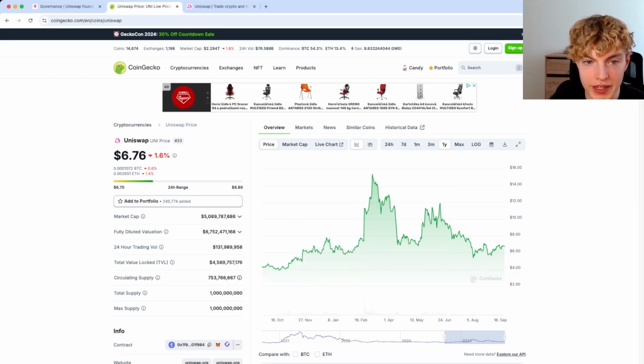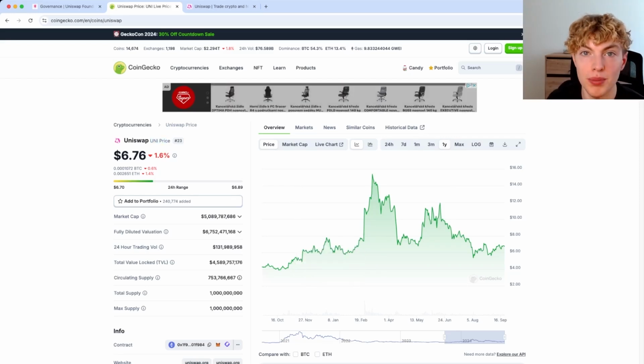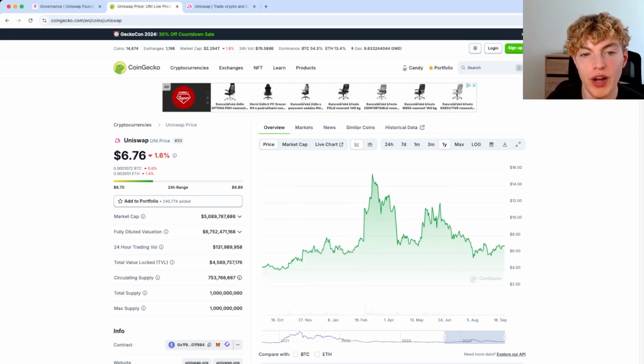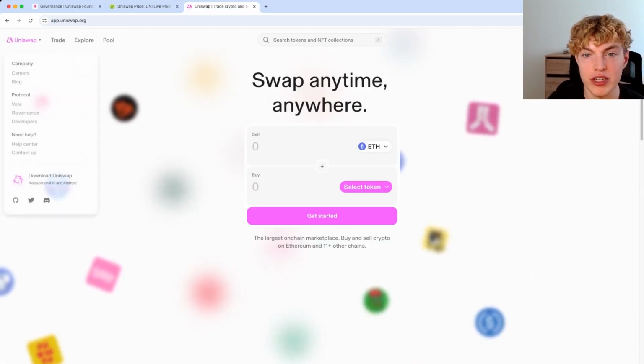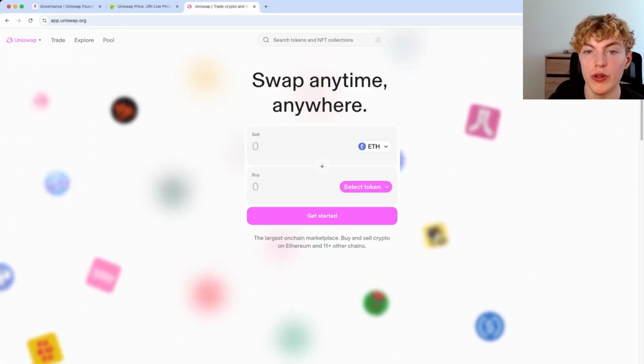So today we'll be breaking down the UNI token and what role it plays in the DeFi ecosystem, and whether or not it could be a solid token for you to add to your portfolio. So first thing to note, the Uniswap token is by Uniswap. And if you don't know, Uniswap is an exchange where you can switch one cryptocurrency for another.